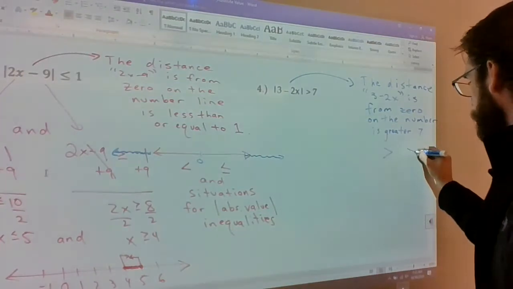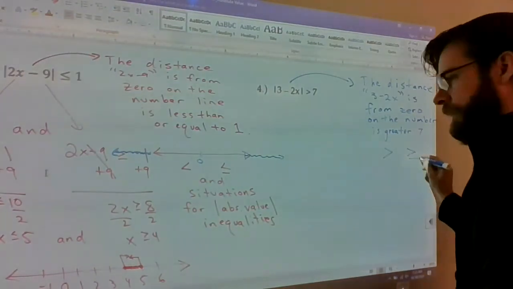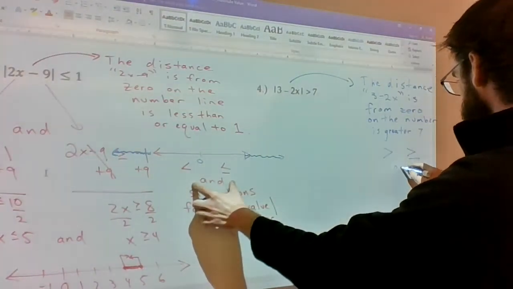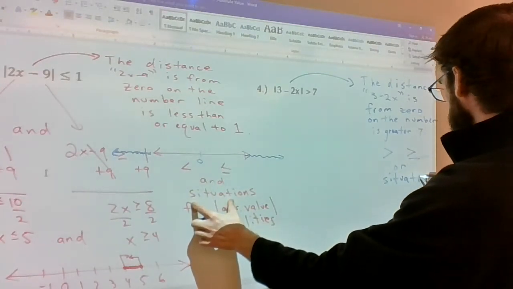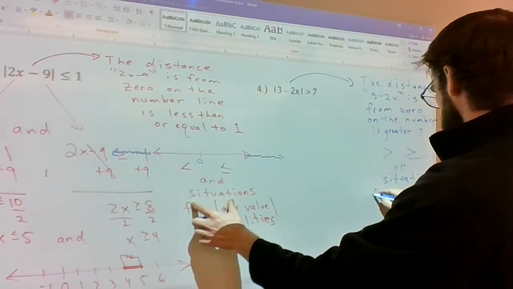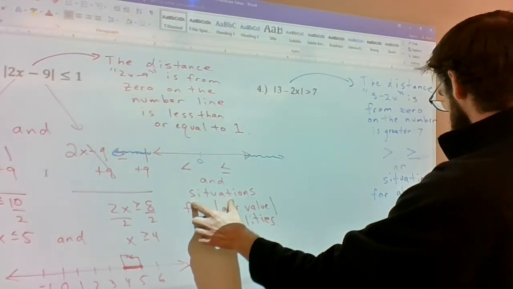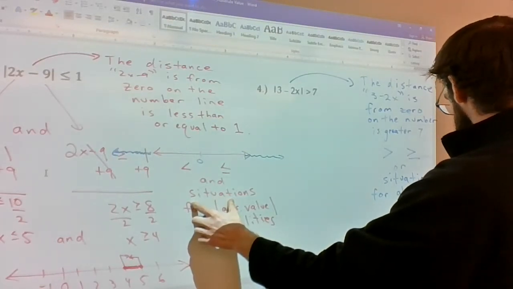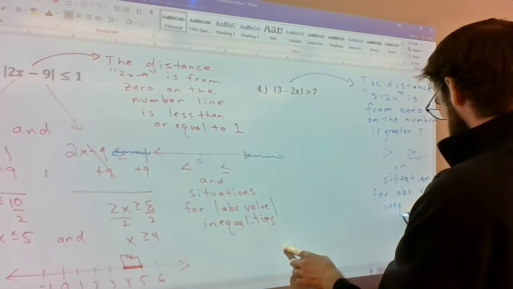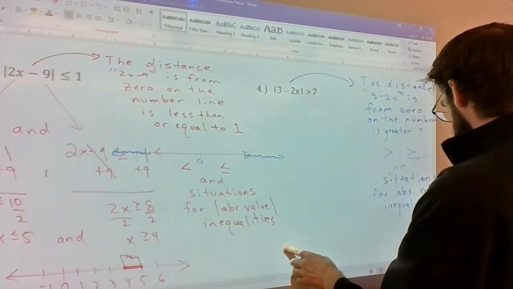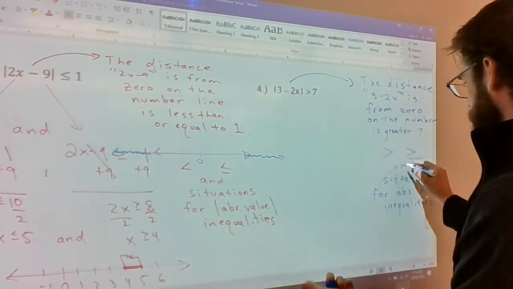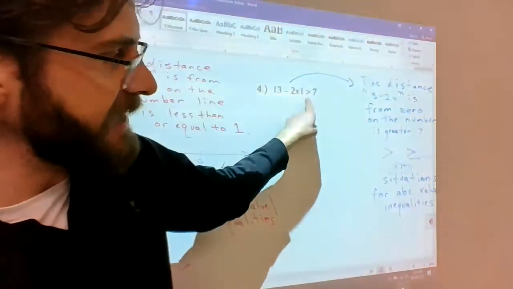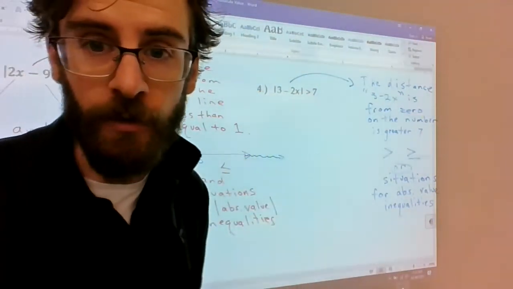Greater than or equal to, or situations for absolute value inequalities. I'm sorry. That's what we're doing. We're choosing or when it's greater than, or greater than or equal to.